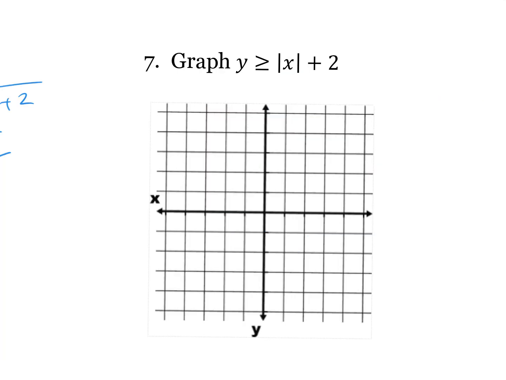How about this one? Where's the V going? Up 2. We're going up 2, y'all. Solid or dashed? Solid line.